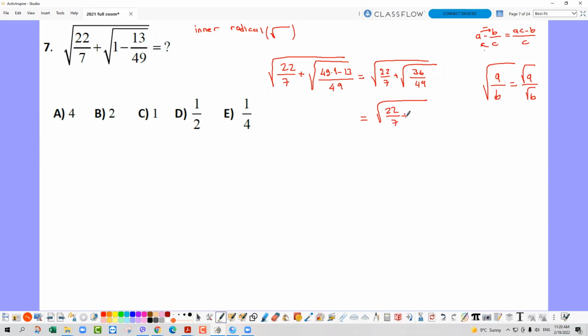22 over 7 plus root 36 divided by root 49, which is equal to 22 divided by 7 plus, here root 36 is equal to 6, root 49 is equal to 7, and this is going to be equal to 22 plus 6, because the denominators are already the same, which is equal to 28 divided by 7. And root of 28 divided by 7, it's going to be equal to root 4, since 28 divided by 7 is 4. And root 4 is going to be equal to 2.